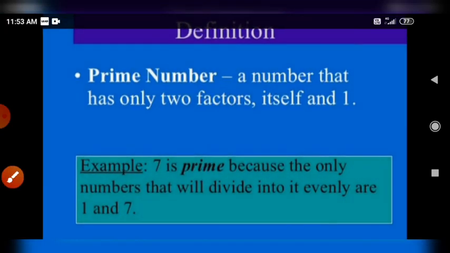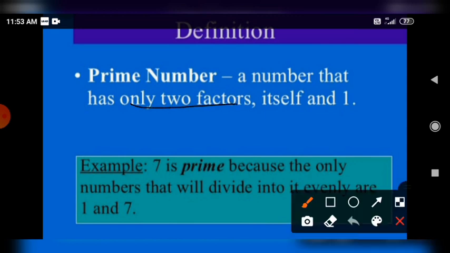Next one is prime number. A number that has only two factors, itself and one. For example, 7 is a prime because the only numbers that will divide into it evenly are 1 and 7. It is in the 1 table and the 7 table. So it is called a prime number.